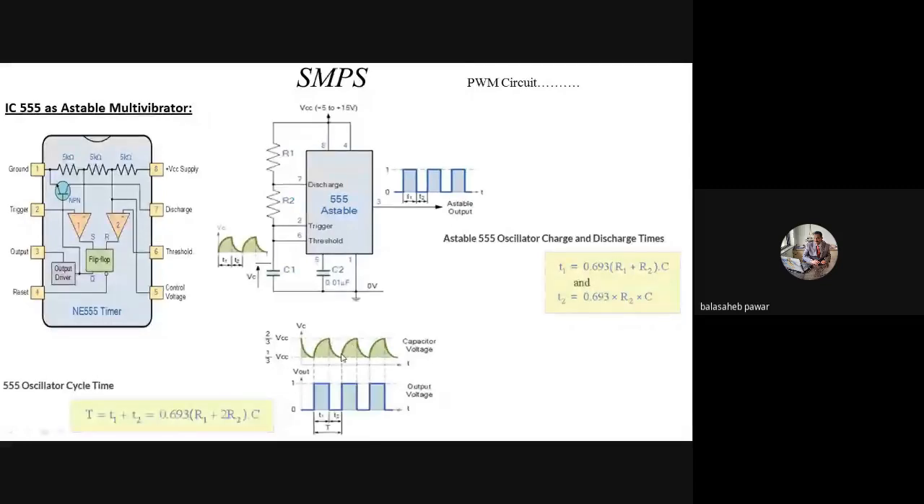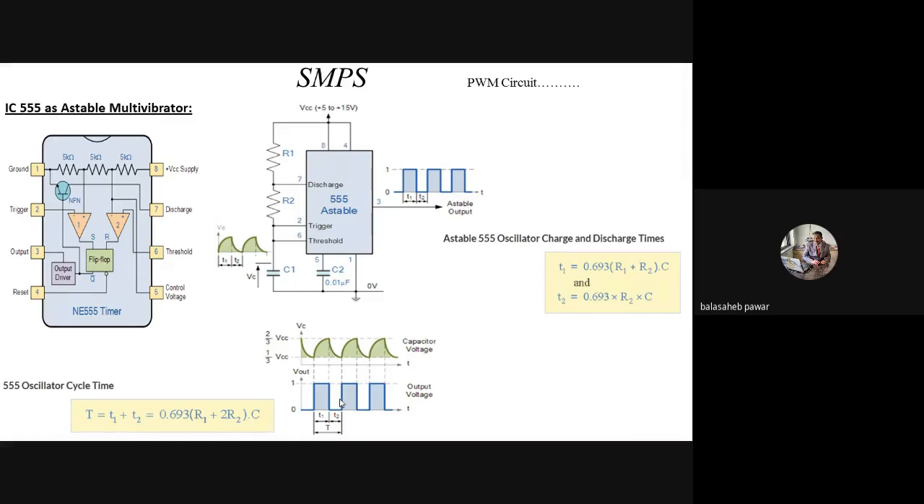When that capacitor starts to discharge, the output of this flip flop will change to 0. You will observe the capacitor voltage always remains between 1/3 of VCC and 2/3 of VCC. It never goes to 0. During the charging time of the capacitor, we have the output as logic high, and during discharging time, we get the output as logic 0.